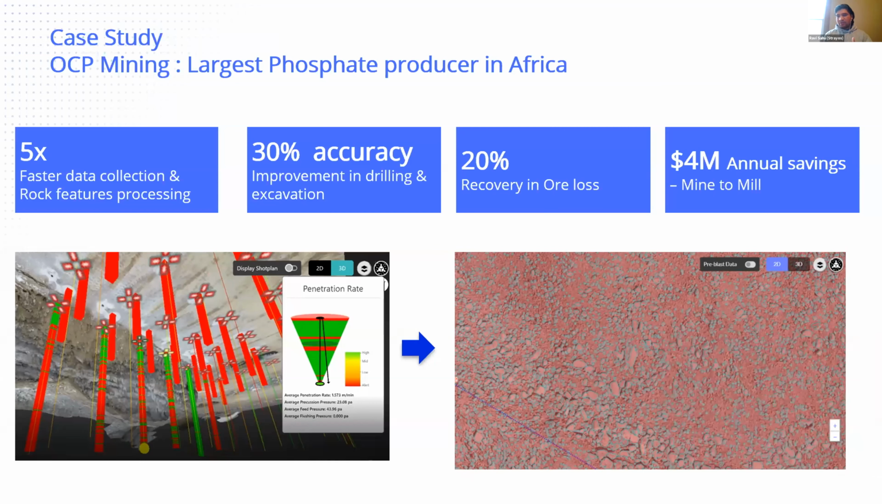That helps them understand what type of explosives they should be using to blast more accurately. That resulted in a 20% recovery in their ore loss that they were usually throwing away as waste. But more importantly, the bottom line that they measured is $4 million annual savings from mine to mill, which is basically the overall production and operational costs that they were able to save just by optimizing the excavation data analytics here.